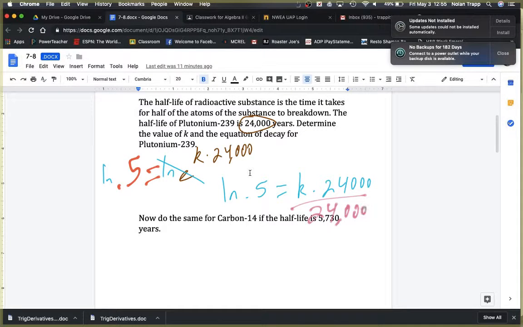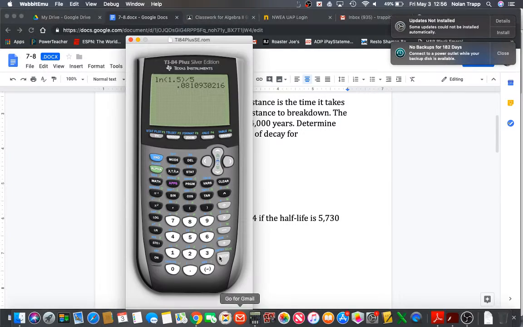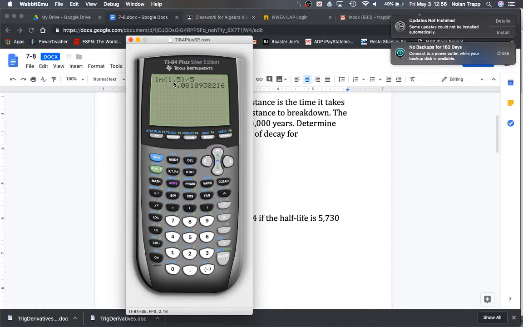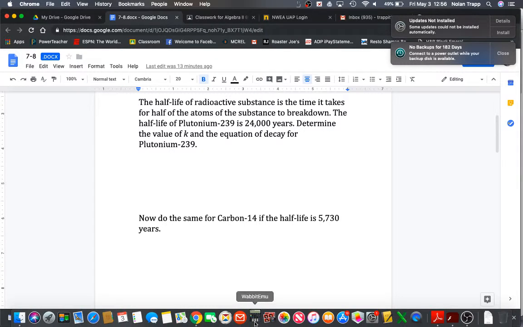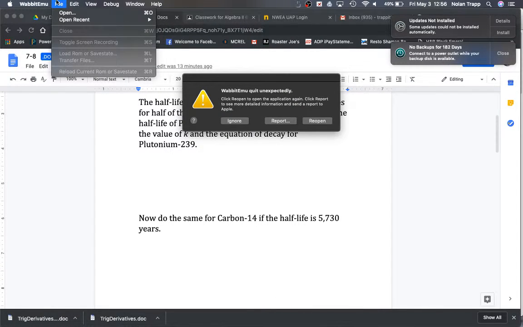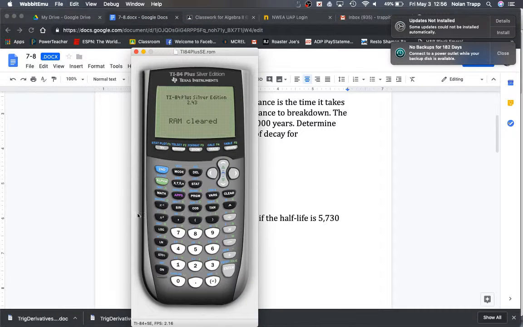And I'm going to grab the calculator on this thing to do it, because it's easier that way. That way you can see me type it in. Calculator, it's probably not going to work. Thought so. So I will close it and open it again. So I go ln of 0.5 and then divide that by 24,000. Hopefully you see that ln on the left side there.